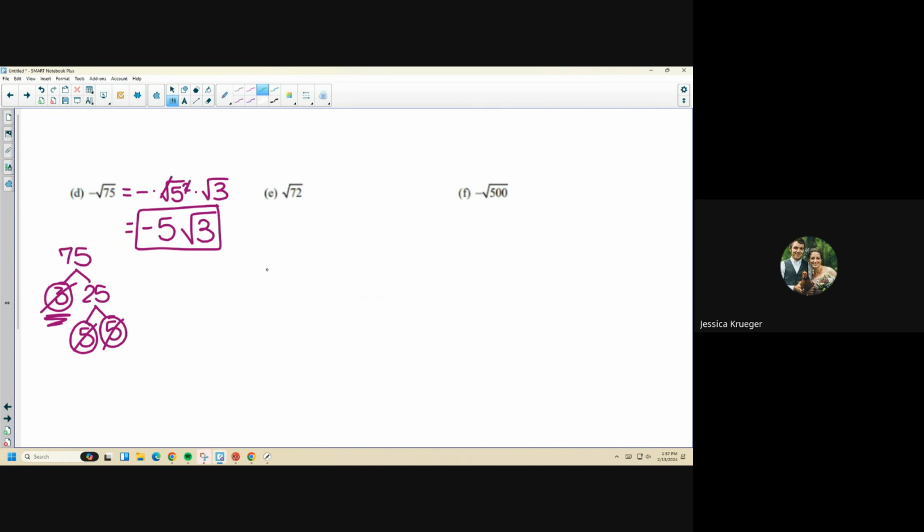Next one, 72. This is a good one. If you want to pause this and try it, please feel free. 72 breaks into 9 and 8. 9 breaks into 3 and 3. 8 breaks into 4 and 2. 4 breaks into 2 and 2.